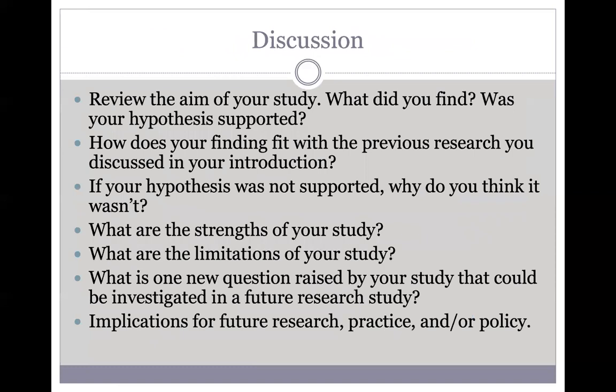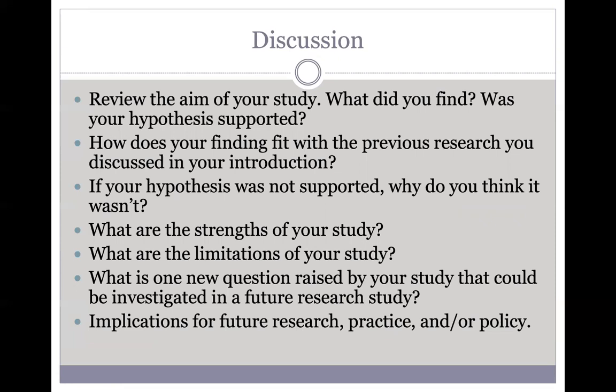After your results comes the discussion section. In the discussion section, you review the aim of your study. You talk about what you found. Was your hypothesis supported? So if you were doing the gender cooking study, you would restate and say, the results show that there is no significant difference between genders with cooking. You don't have to put the value of the t-test. And then you would say, this does not support our hypothesis that there is a difference.